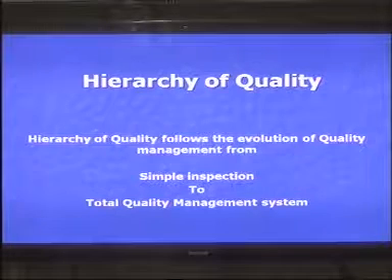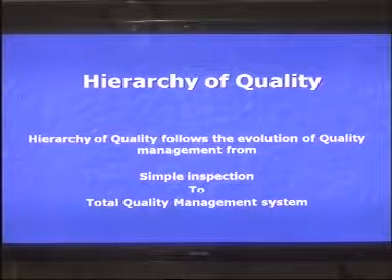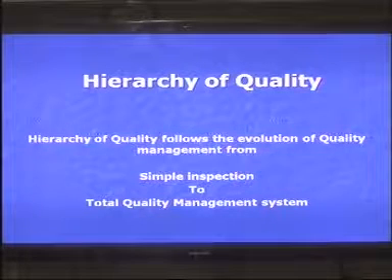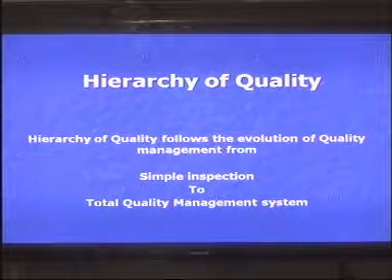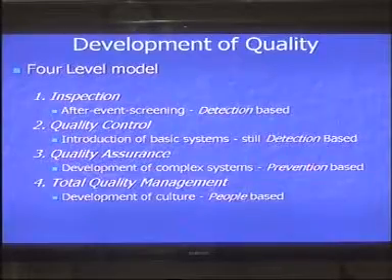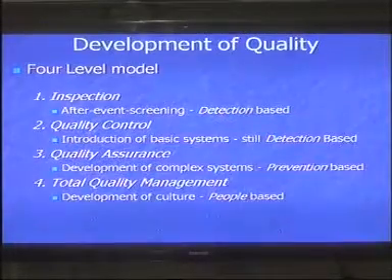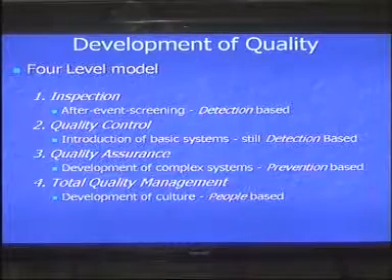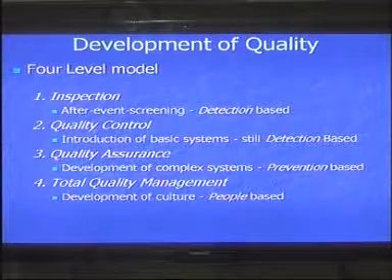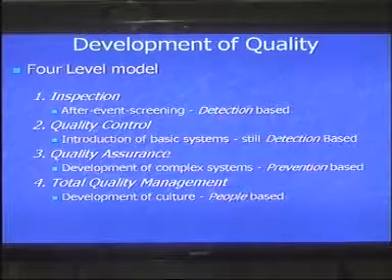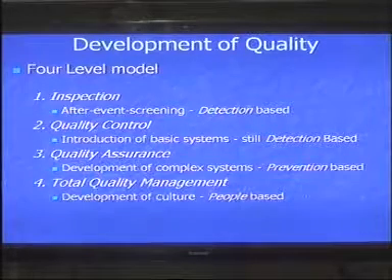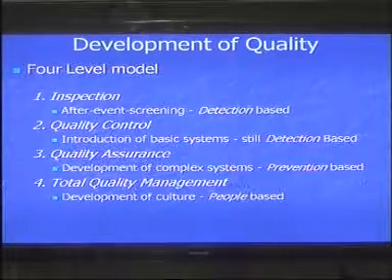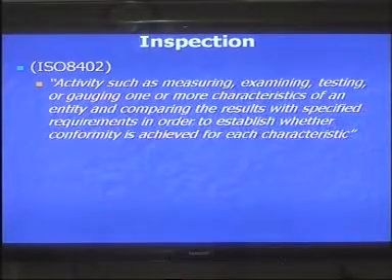Hierarchy of quality. The hierarchy of quality follows the evolution of quality management from simple inspection. Over time, the meaning of quality changed, which we are showing here as a hierarchy of quality. It started from inspection, after-event screening, detection-based; quality control, introduction of basic systems, still detection-based; quality assurance, development of complex systems, prevention-based; and total quality management, development of culture, people-based. So this is how things have changed.